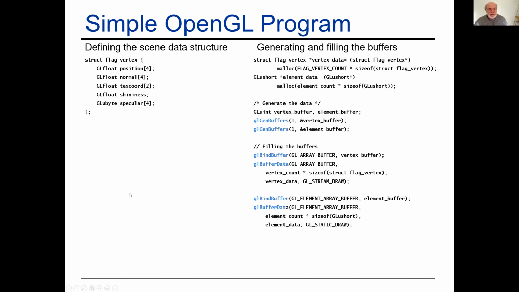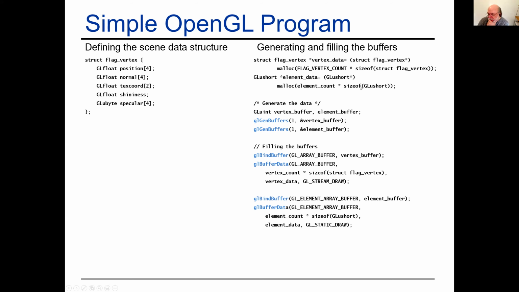Of course, we need somehow to store the geometry. The way we do that is, for each vertex, we store 4 floating point values for the position, for the normal, 2 texture coordinates, the shininess, and a specular color. The color here is with 3 bytes, all the others with floating point values. The first thing we need to do is, we want all of this data to be in a buffer on the GPU, right?